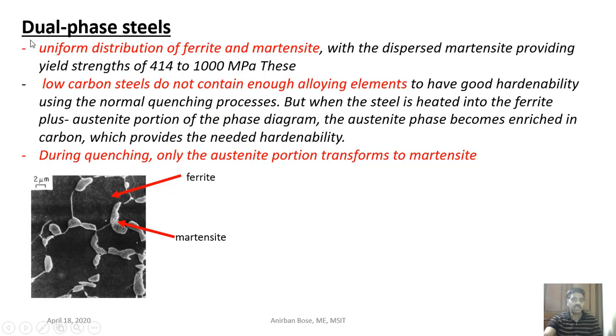Now here you can see the dual phase steels. It's again a special kind of steel which is under low carbon steel. This is also a low carbon steel where a uniform distribution of ferrite and martensitic structure occurs. Here you can see the ferrite structure and certain martensitic structure is there. The dispersed martensite provides yield strength in the order of 414 to 1000 megapascal. These low carbon steels do not contain enough alloying elements, so that is under low carbon steels with low alloying element.